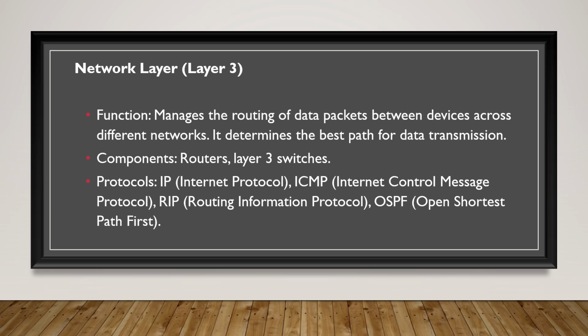The third layer is the network layer. The function of the network layer is to route data packets from the source to the destination across multiple networks, or multiple network nodes. The device used in it is the router. What is a router? A router routes the data packets based on the IP addresses.